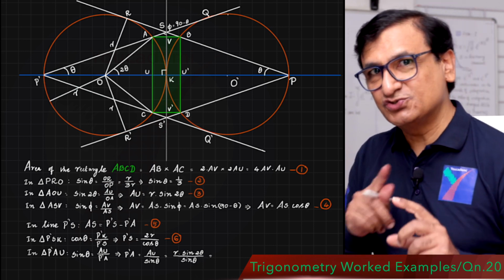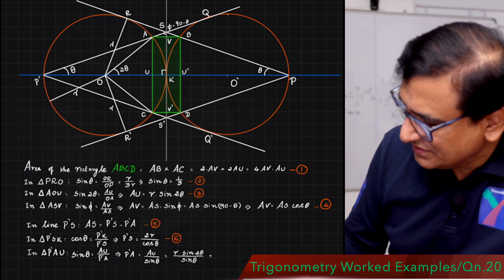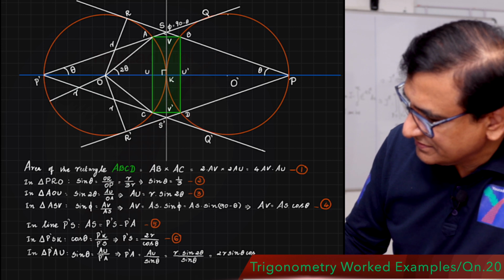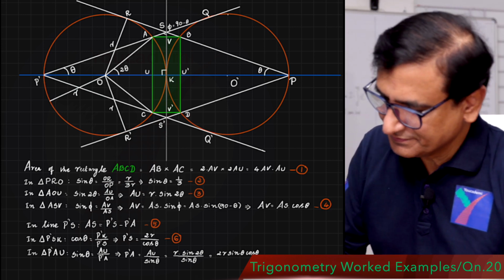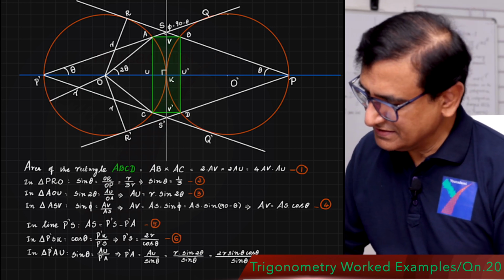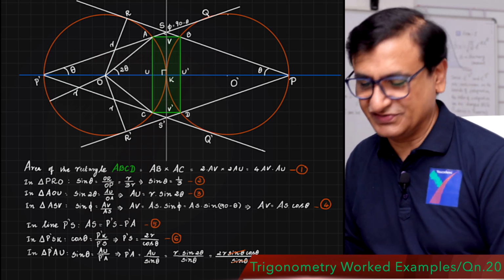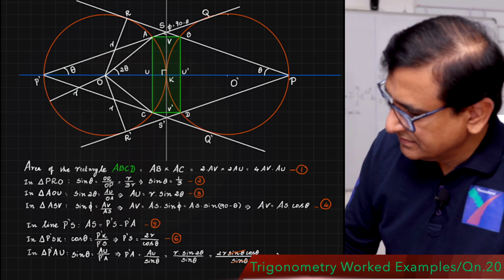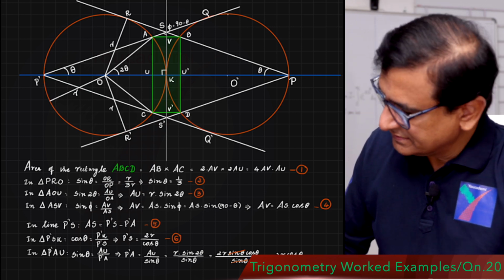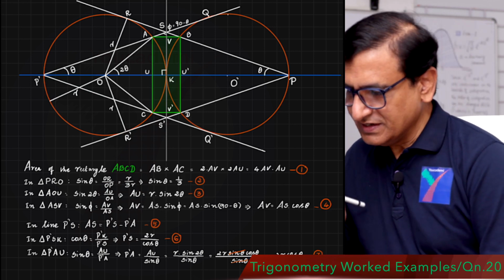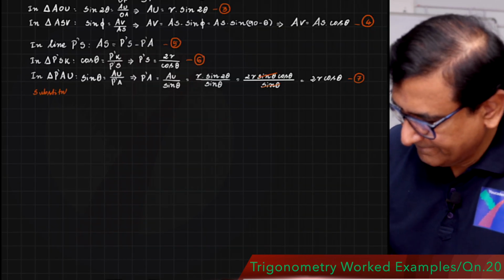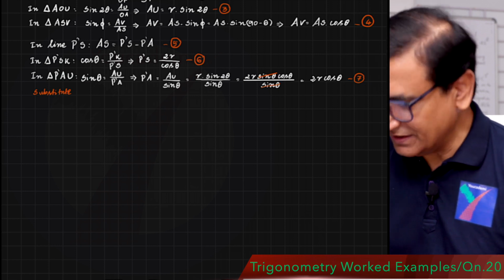Now, sine 2 theta is 2 sine theta cos theta. So, this can be written as 2r sine theta cos theta divided by sine theta. The sine theta gets cancelled. So, we are left with 2r cos theta. Let me call this as equation number 7. So let's substitute equation 7 and 6 in 5. Substitute 6 and 7 in 5.